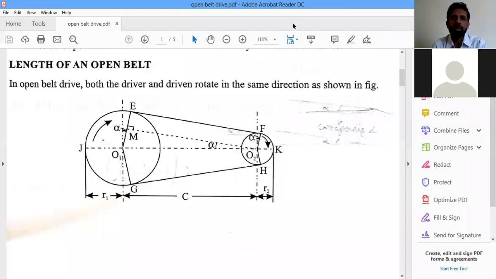So if we are going to have an open belt drive, and there is one particular pulley having a larger diameter D1, and another smaller pulley having a diameter D2, that means there is one shaft for the D1 pulley, and another shaft for the D2 pulley. These two shafts are placed at a particular distance.